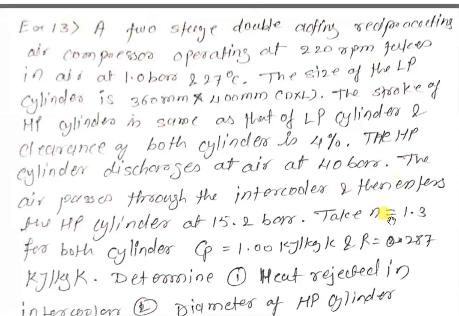Take n, the index of process, as 1.3 for both cylinders. Cp is 1.00 kJ per kg Kelvin, the specific heat at constant pressure. R is 0.287 kJ per kg Kelvin.